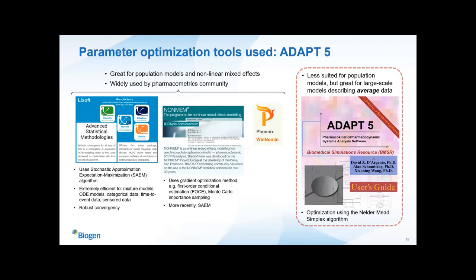Here is just a quick introduction into the optimization tools that we are using. The three tools on the left are widely used population-based pharmacometrics tools for non-linear mixed effect analysis. They are very powerful. However, we found that for the problem that we are dealing with, which is quite an over-parameterized system, ADAPT 5 was the best choice because it allows us to work with large multiparametric models, but we are not interested in estimation of variabilities. The only random effect will be the estimation of uncertainty of the data and the model. So we're using ADAPT 5 as a simulation tool, essentially as an optimization tool.